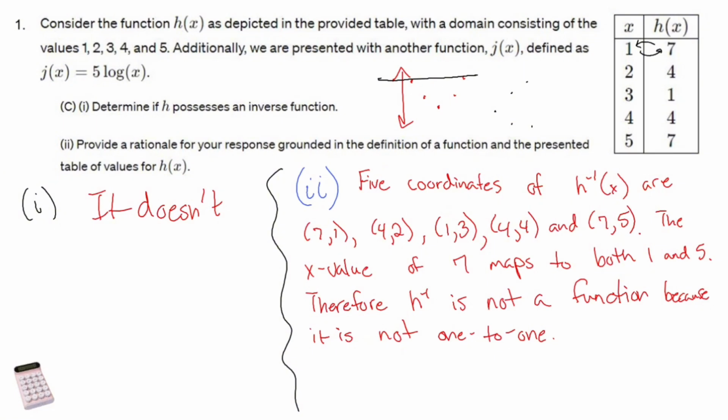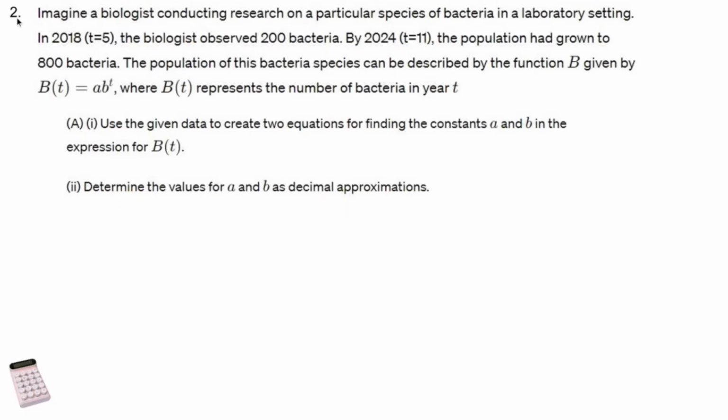Hope this helps. Welcome to free response question numero dos, or FRQ2, as the kids on the street say. No one says that. This is a problem where a calculator is allowed, and we're just going to get right to it. Imagine a biologist conducting research on a particular species of bacteria in a laboratory setting. So close your eyes and imagine that.